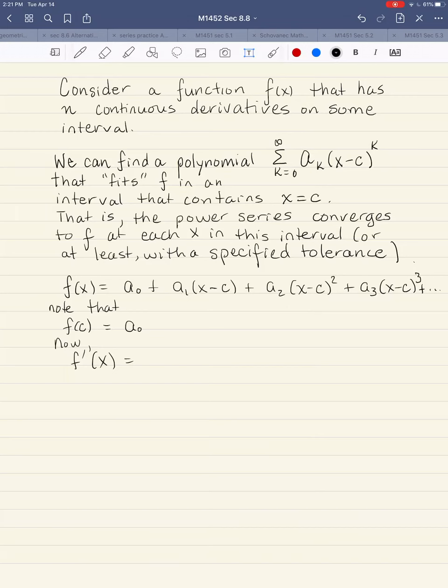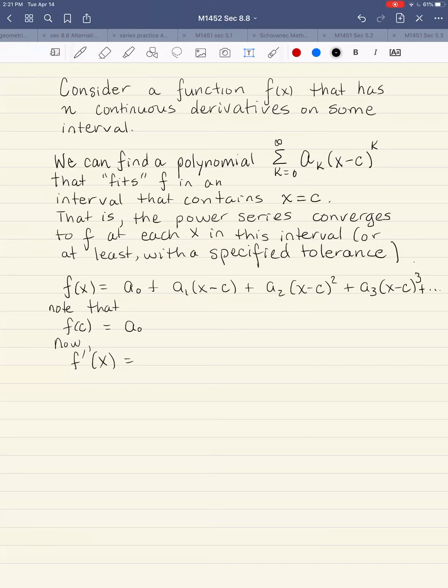So if we can do things to this polynomial, like function evaluations, term by term differentiation, term by term integration, then those alterations behave as the function near that point. So let's start building it.